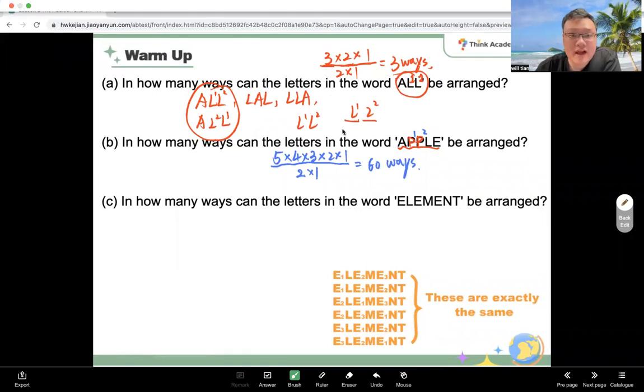Any questions do you have, guys? Do you understand this method, this multiplication way? Nope. Yes? Kind of?